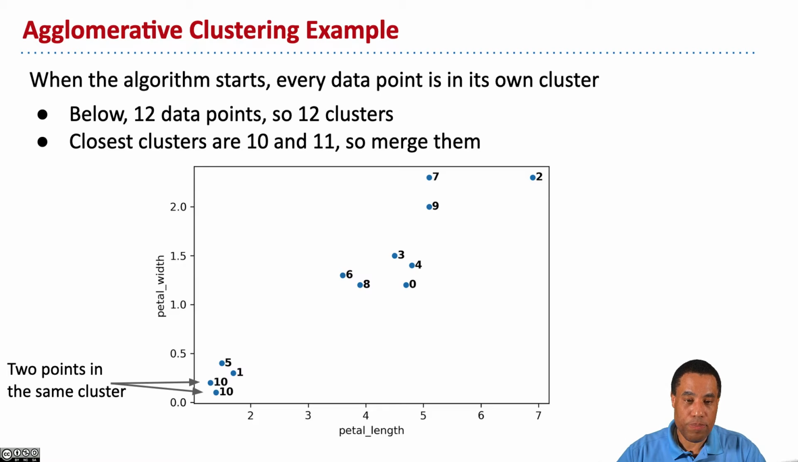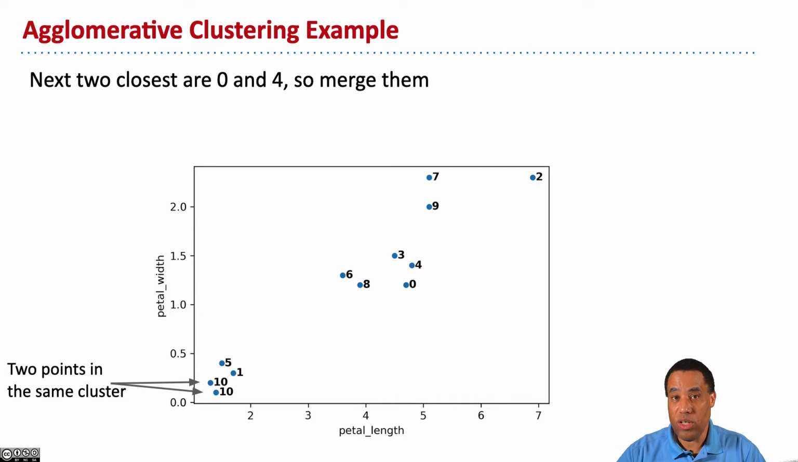All right. So what are the next two closest points? Well, the next two closest points are going to be 0 and 4. So we'll merge them. It might not appear completely apparent. It might look like maybe 3 and 4 are closer, but that's because we have different scales for the x-axis and the y-axis. 0 and 4 are actually the two closest points.